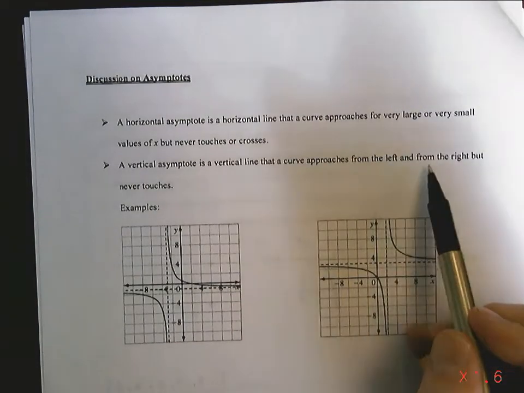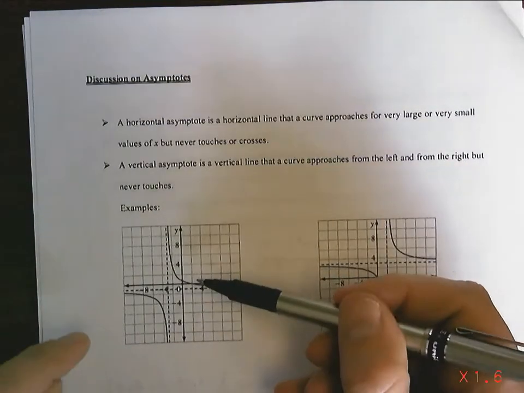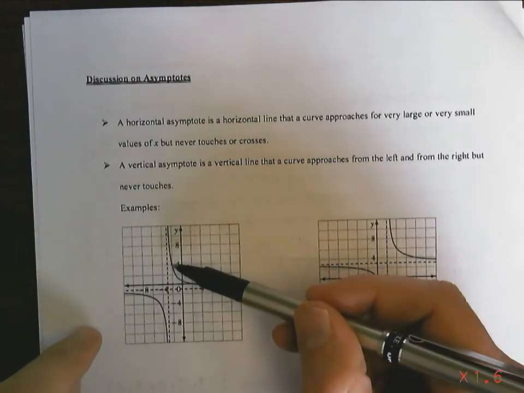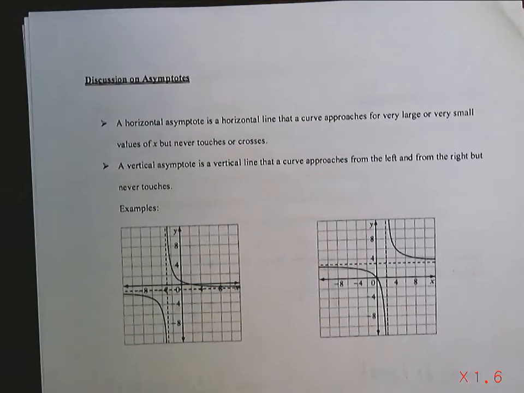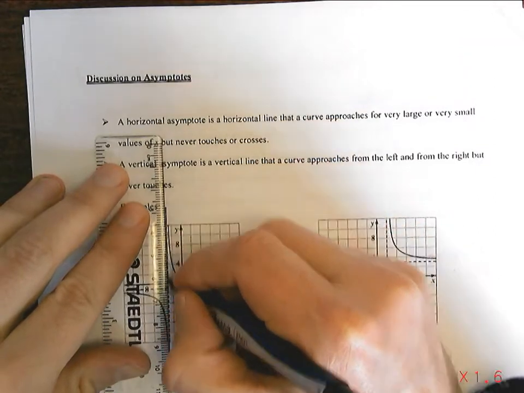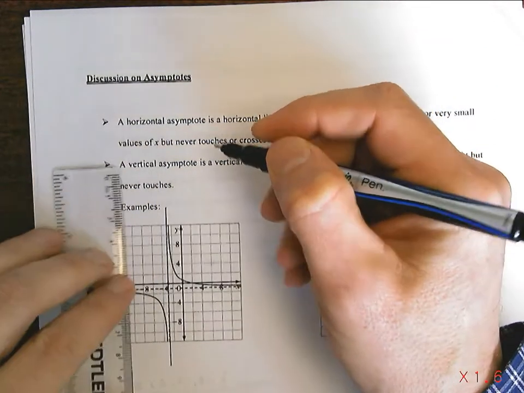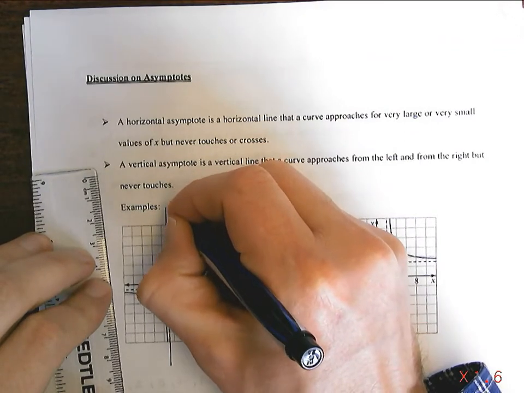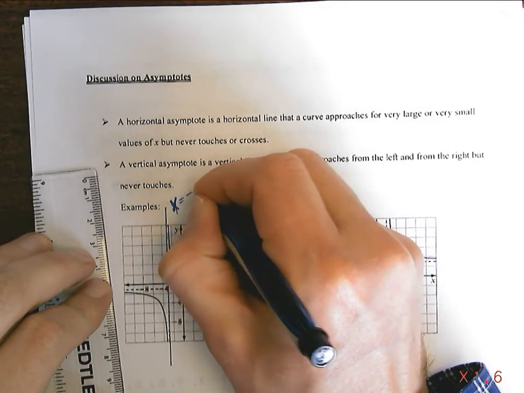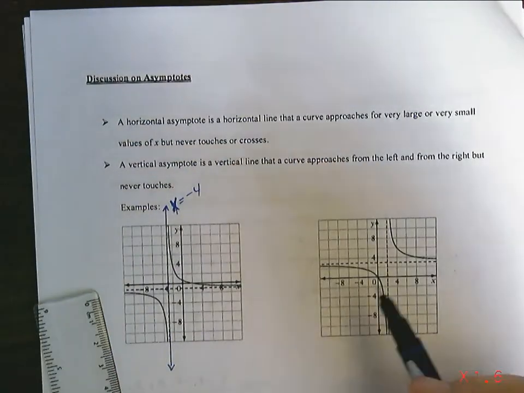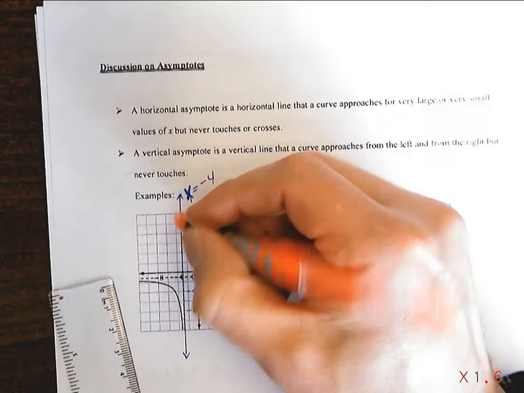Now notice they got a little bit more technical here. A vertical asymptote is a line that the curve approaches both from the right-hand side of the vertical line and the left-hand side. Let's make sure everyone knows what I'm talking about here. Here is your asymptote. I'm going to tell you that that's at x equals -4. So it's a vertical line. And you'll notice that your curve is this guy.